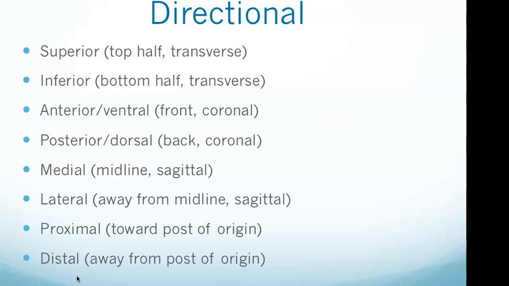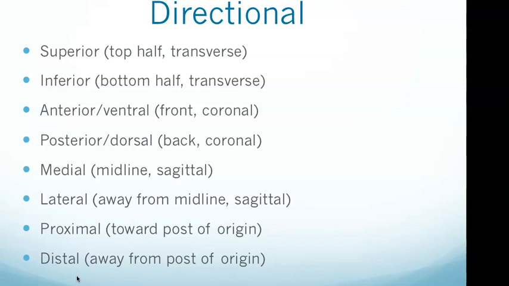Okay, and then directional. Okay, so we got, I think, 8 of these. Do you have to know all of them? Yes, unfortunately you do. All right, and so this is a combination of the planes, right? So as you go through these really quick, superior is the top half of the body along the transverse plane, while inferior is the exact opposite, the bottom half of the body along the transverse plane.